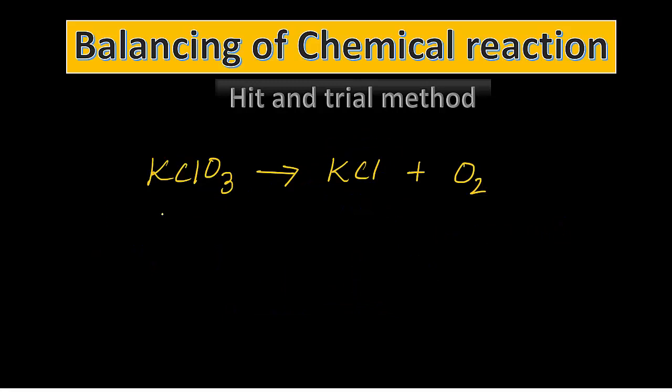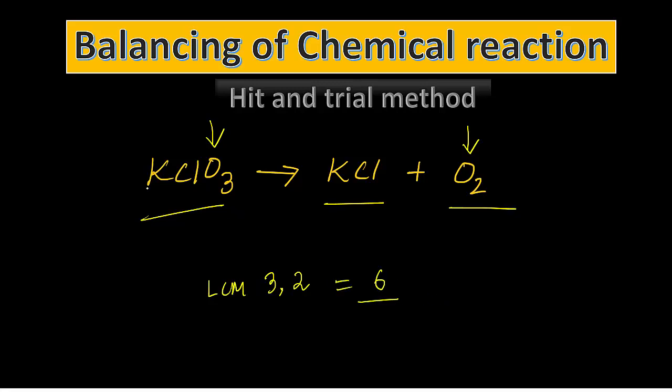Again, KClO3 gives KCl plus O2. How many oxygen are there in the reactant side? Only 3. How many oxygen are there in the product? This is 2. So, what is the LCM of 3 and 2? That is equal to 6. That means we will place 2 before the KClO3 in the reactant side.